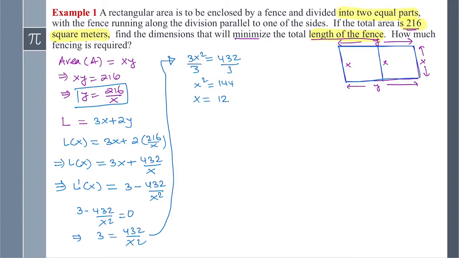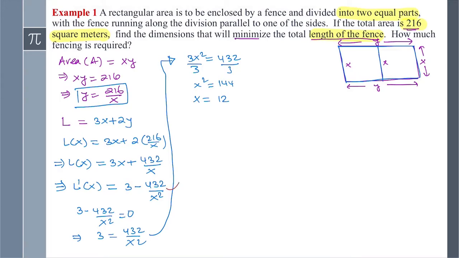So when x is 12, that's going to give us the minimum length of the fence, okay? But just to make sure that this is going to give us the minimum, since we don't have any other critical number, that must be the number that gives us the minimum. But just to make sure that it is the right number, what we do is we'll find the second derivative, and then we'll do the second derivative test.